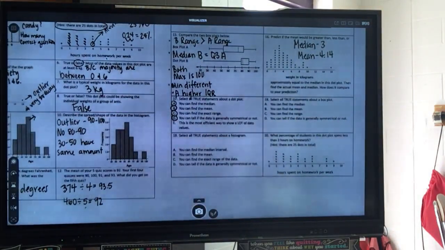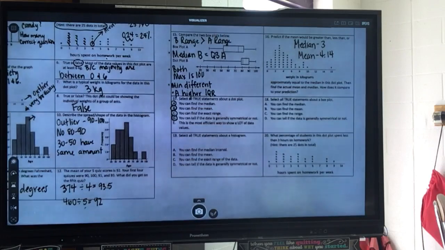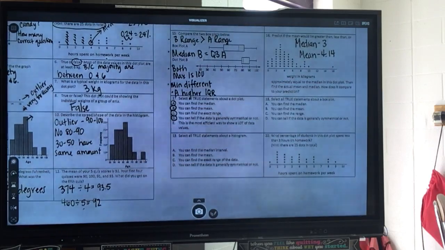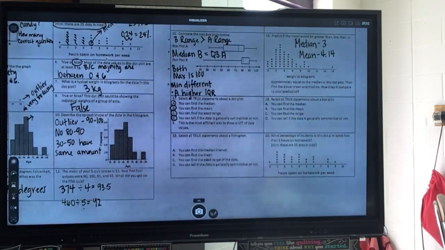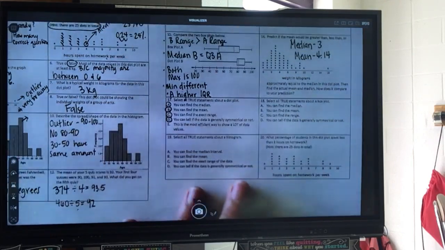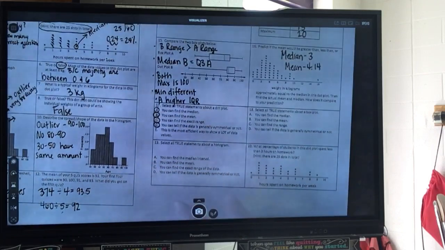This is the most efficient way to show a lot of data values. Do you know how many dots you'd have if you had 100 pieces of data put on your chart? You'd have 100 dots. So it's not always the most efficient way. Sometimes it might be the only way, but it's not the most efficient way. Alright, number 18. Select all true statements about a box plot.